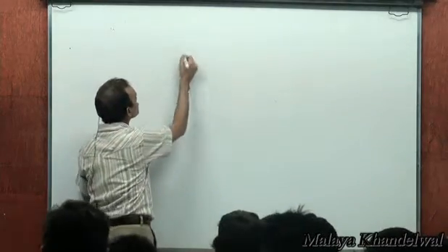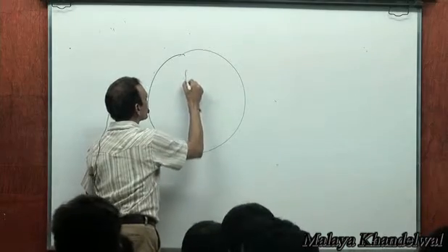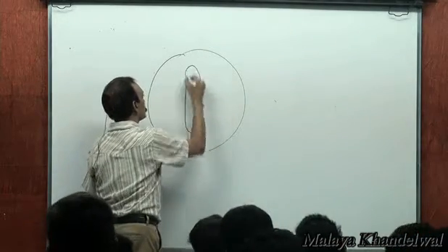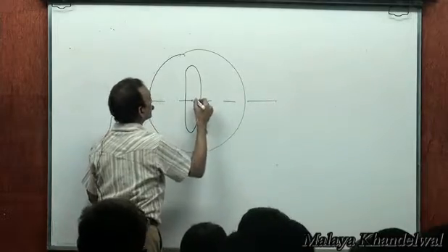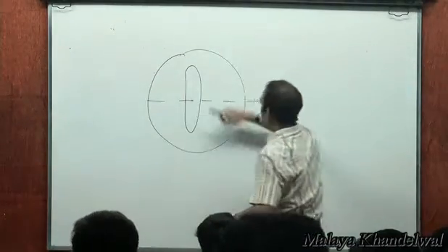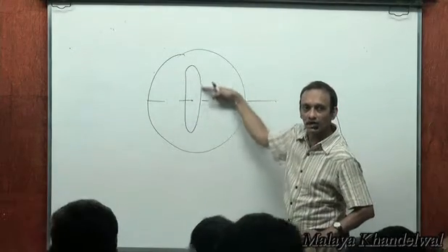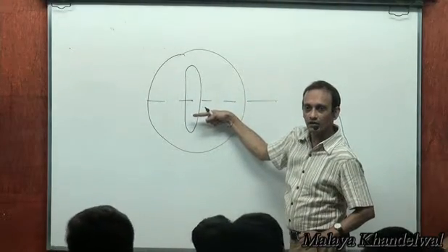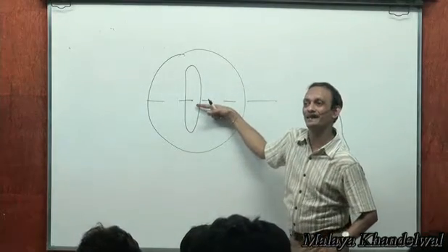Suppose the loops were such that their axes were perpendicular. This is the axis of the smaller loop, and this is the axis of the bigger loop. This loop is like this, and this loop is like this. Now this is a pair where their axes are mutually perpendicular.